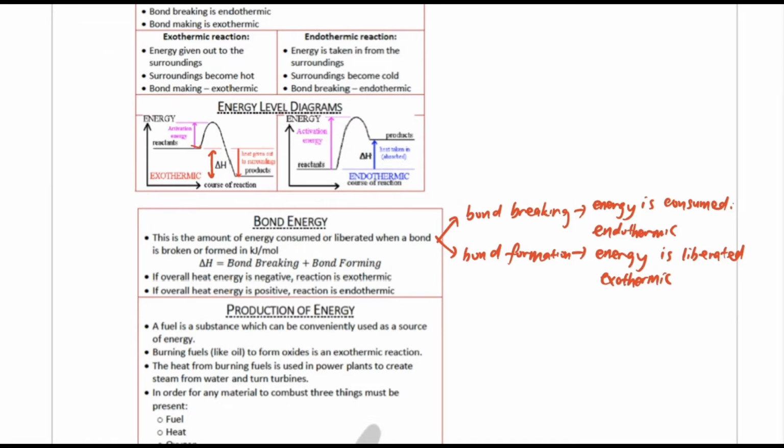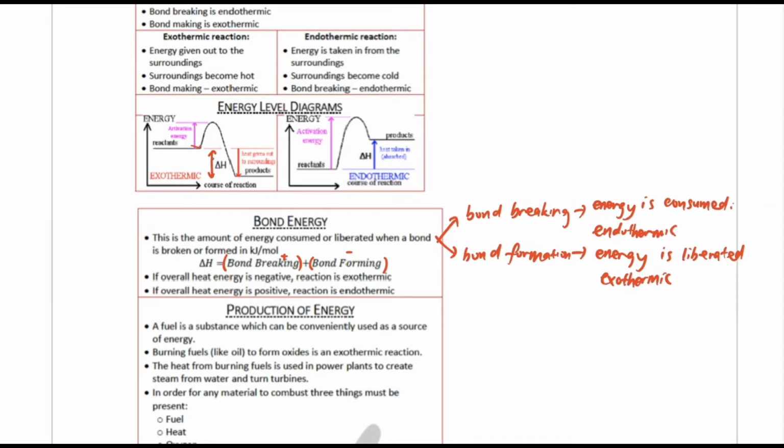So another example you can see here, products, reactants. The difference between products and reactants is the delta H. So if you want to find the delta H, you take bond breaking plus bond forming. But you need to know that bond breaking is a positive value because it is endothermic. Bond forming is automatically a negative value because exothermic is negative.